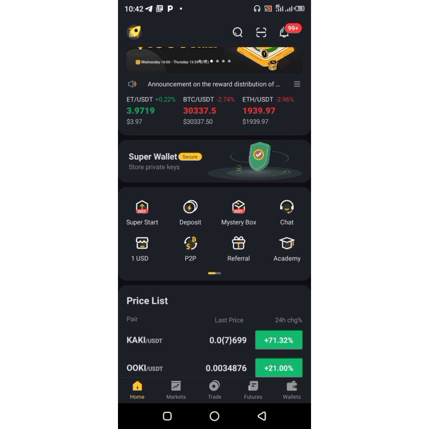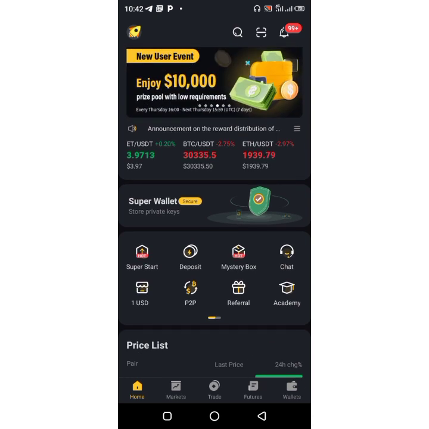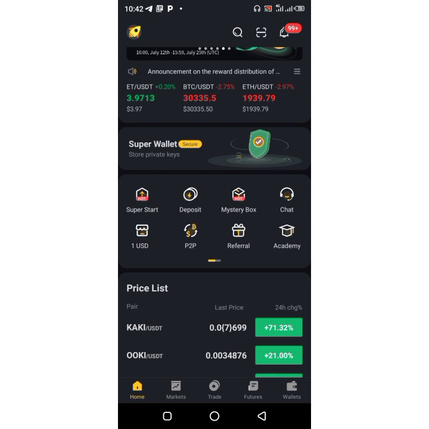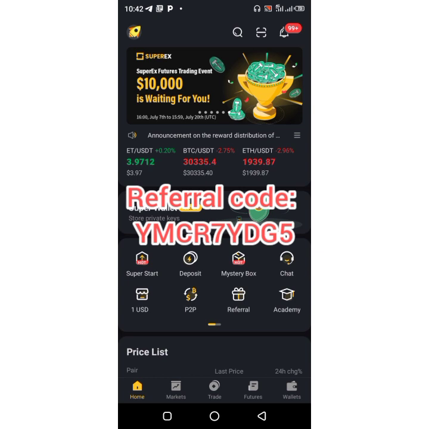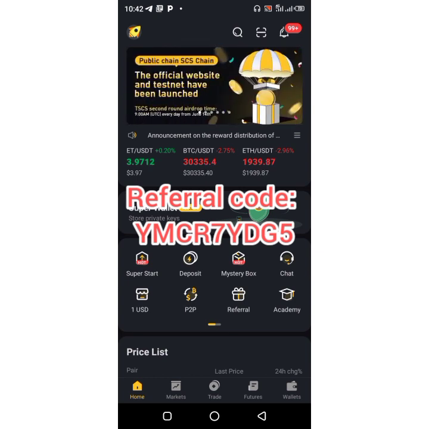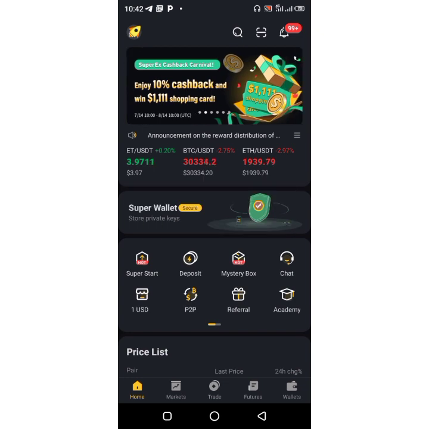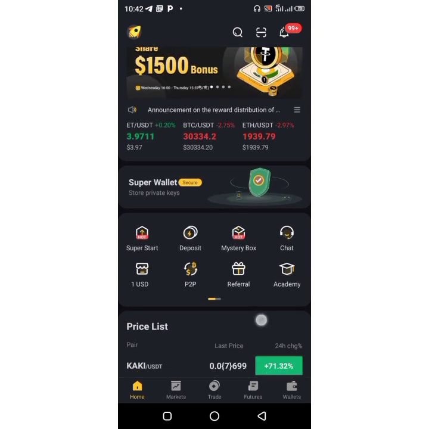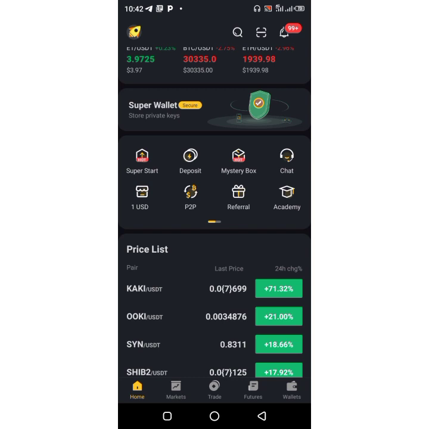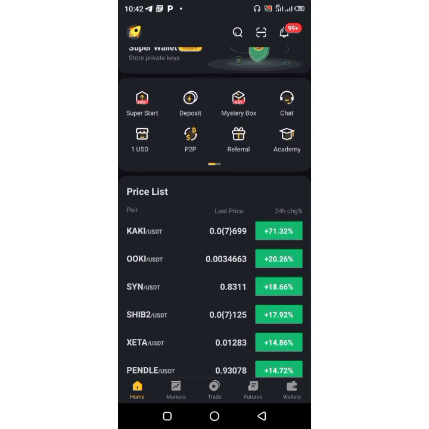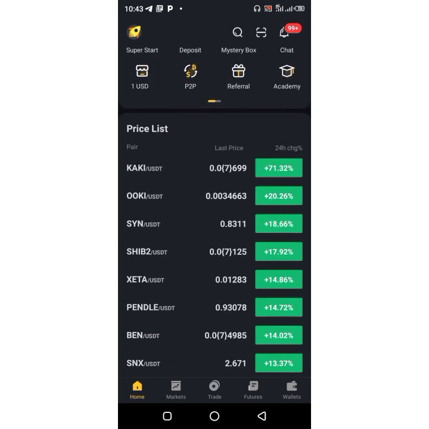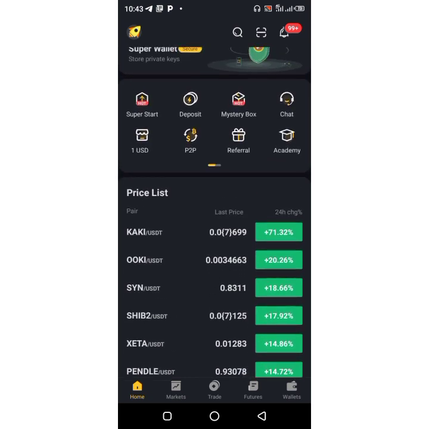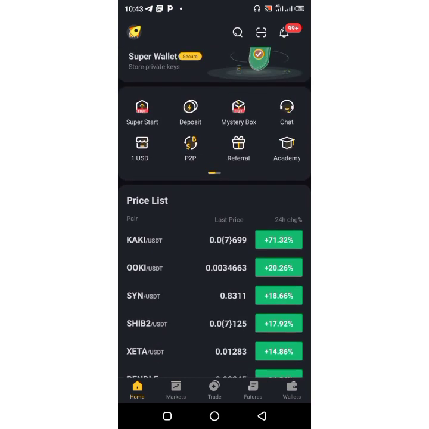Once you log in, you will see this interface. This is Superex exchange. If you don't have an account yet, you can use my referral code or referral link to register, and you'll be given your welcome bonus. And note, if you don't use a referral code, you might not be given your bonus. So you can find somebody around you that is using Superex exchange and request their referral code to register. You will also be given the welcome bonus.